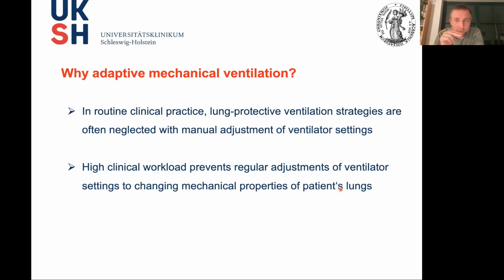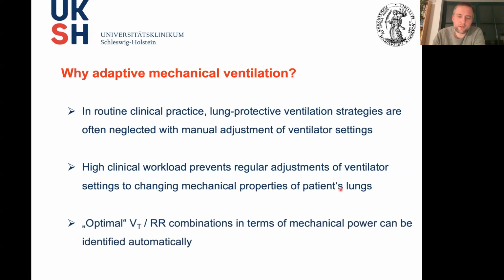When you have a patient whose lung deteriorates, gets a lower compliance, you should decrease tidal volume and increase respiratory rate and vice versa. But these adjustments that should be made when you want to adjust the ventilator settings to the patient's lungs cannot be made all the time in routine clinical practice, but this can be automated. And so it's very easy to identify optimal or more or less optimal combinations between tidal volume and respiratory rate in terms of mechanical power automatically.